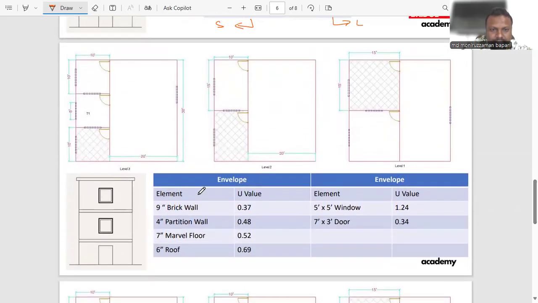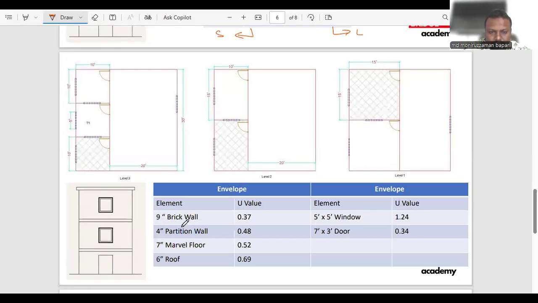Now remember, for the building envelope, we need to find out the U value of each and every construction material. To do so, like in the early class, the class before this one, we have learned how to find out R value and U values. For instance, we have brick wall. So the U value for brick wall is 0.37. We need to calculate it and put it in here. In the early class, in the fundamentals, we have learned how to do the calculation of U value. Check it back.